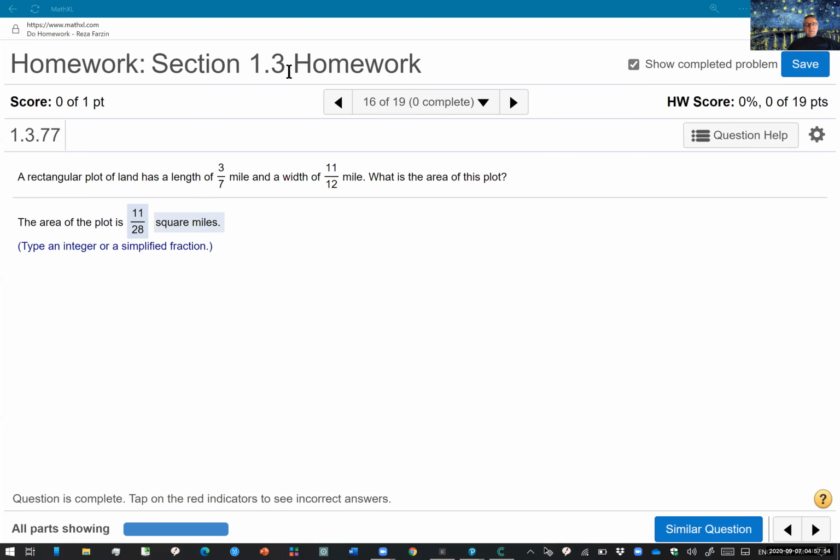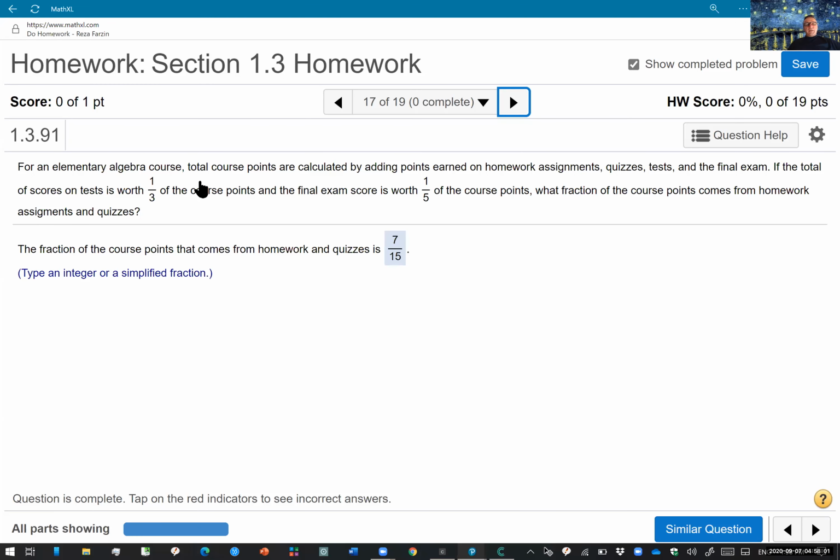All right, so any other specific problems? Okay, if not, we're here, so we might as well just keep going a little bit. For an elementary algebra course, total course points are calculated by adding points earned on homework assignments, quizzes, tests, and the final exam. If the total score on tests is worth 1/3 of the course points and the final exam is worth 1/5 of the course points, what fraction of the course points comes from homework and quizzes?